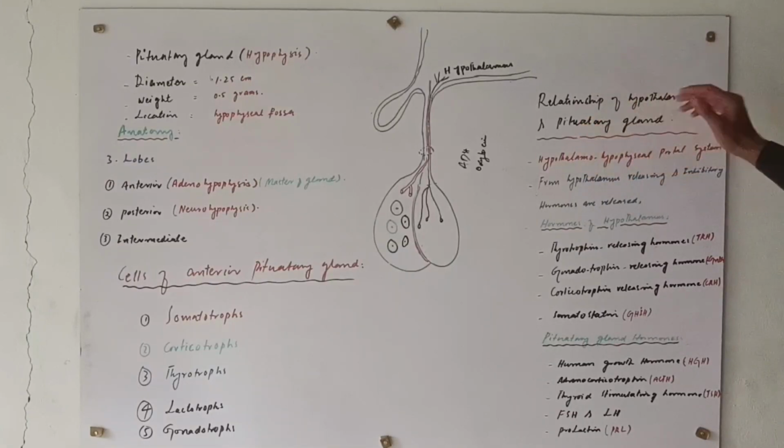This was all about the anatomy of the pituitary gland, its hormones, and the relationship of the hypothalamus with the pituitary gland.